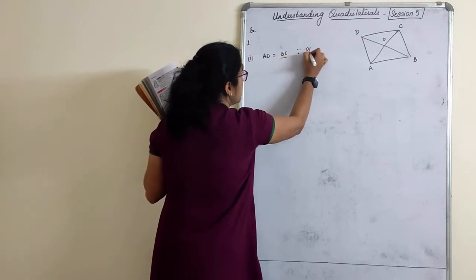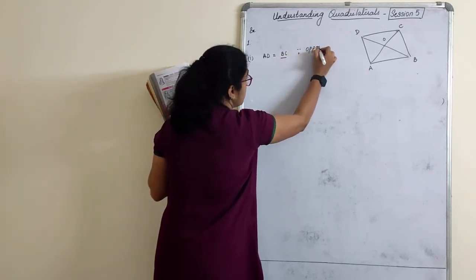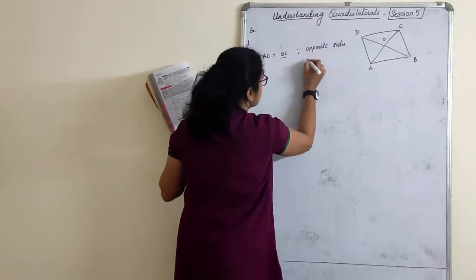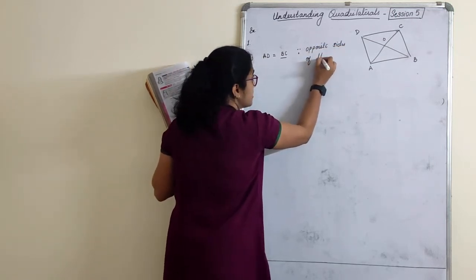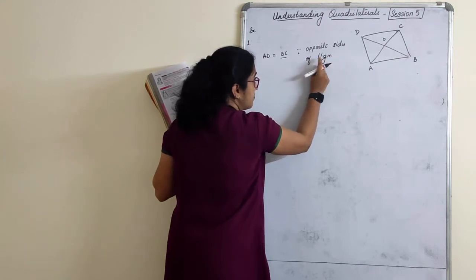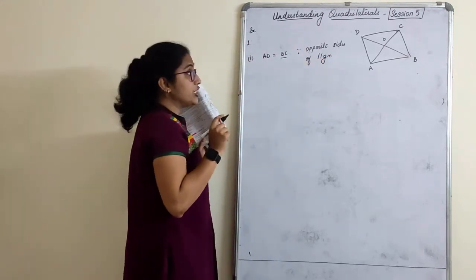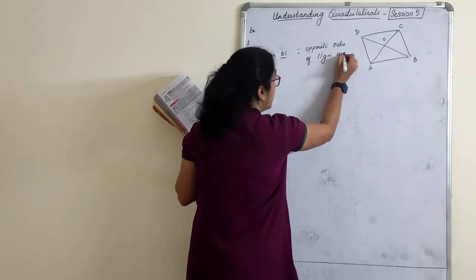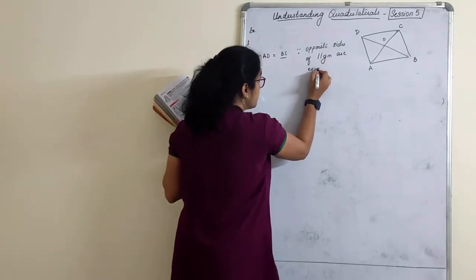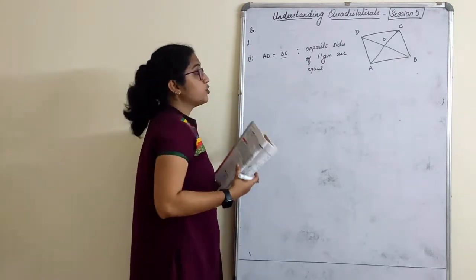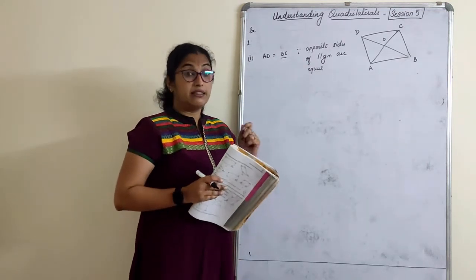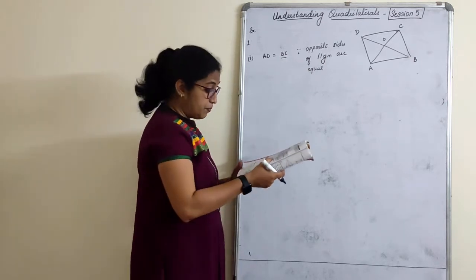Reason? Opposite sides of parallelogram. This is the symbol used to write parallelogram. Opposite sides of a parallelogram are equal. Now see children, if you were not aware that opposite sides are equal, what will you write, and how will you know the property then? That is why properties are very important.